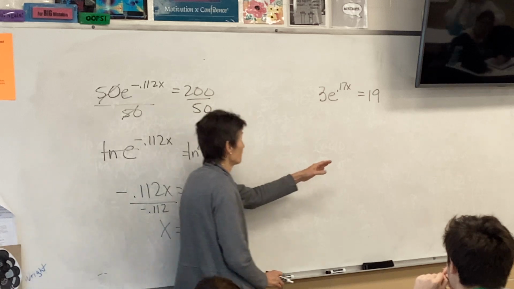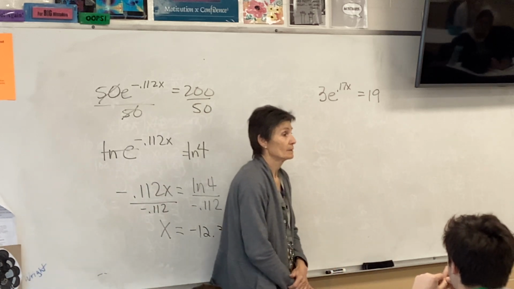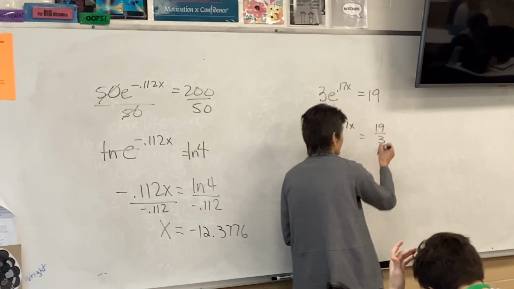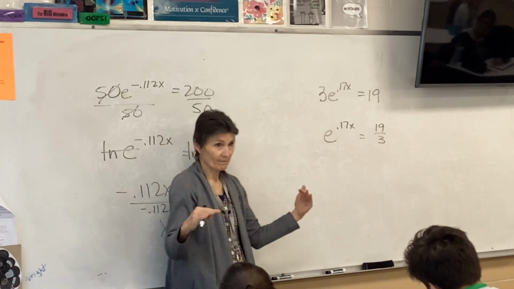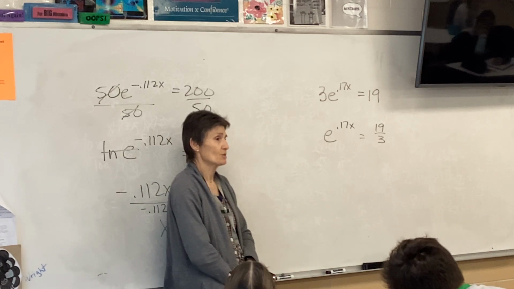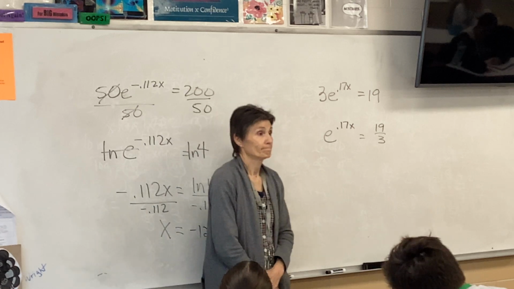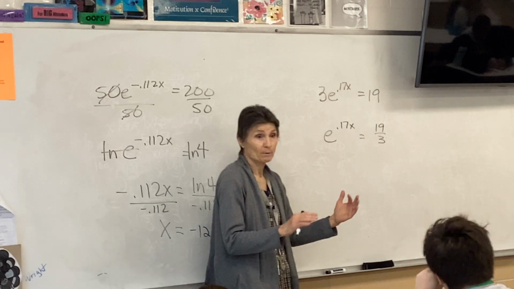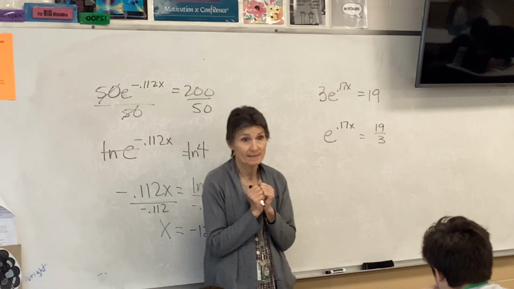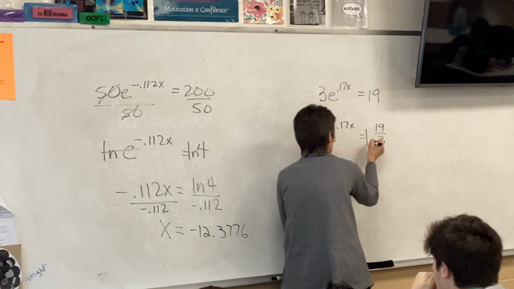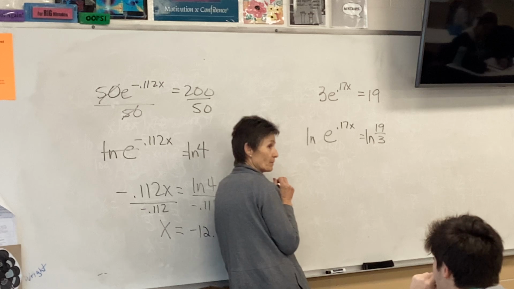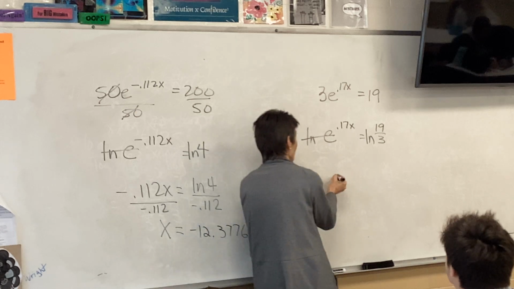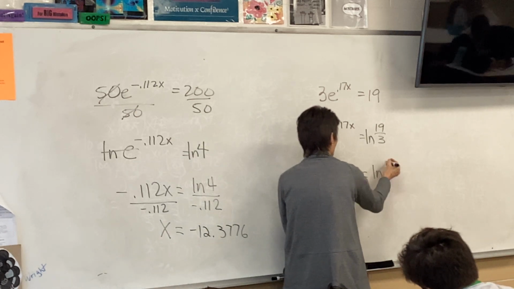Okay, next. Step 1. Divide by 3. Now, this is one where 19 doesn't divide by 3, so I'm just going to leave it. Okay, don't worry, it's going to be fine. Just leave it. Now what? Put the ln. I need to log both sides. I'm going to choose ln because, again, my problem has an e. If you want to log, go right ahead, but this is cooler because that will cancel. And we have 0.17x equal to ln 19/3.